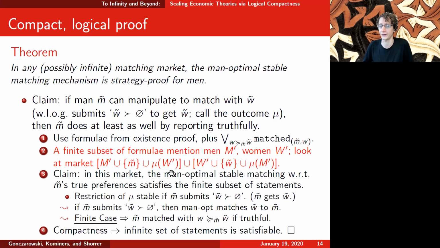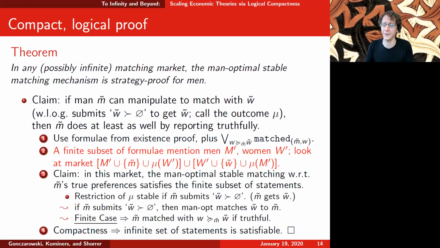And the reason they're not necessarily linked is because, for example, we might have picked a bunch of formulae targeting the men that are not matched to women in W prime, right? So we picked the set of formulae with no relation to mu, because we have to work with every finite set of formulas.